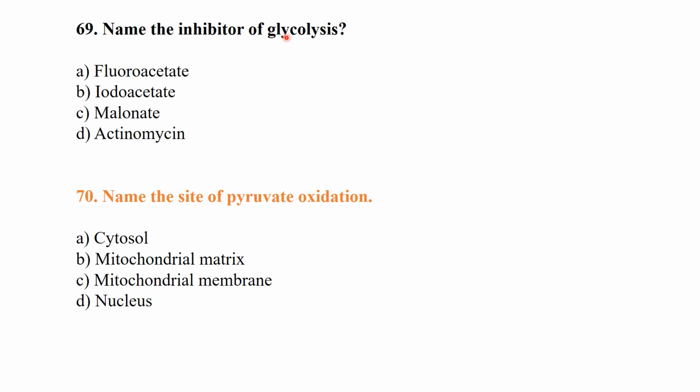नेम द इनहिबिटर ऑफ ग्लाइकोलिसिस, इनमें से कौन सा ग्लाइकोलिसिस का इनहिबिटर? Iodoacetate is the inhibitor of glycolysis. नेम द साइट ऑफ पायरुवेट ऑक्सीडेशन, तो पायरुवेट की जो ऑक्सीडेशन होती है वो माइटोकॉन्ड्रिया मैट्रिक्स में होती है.